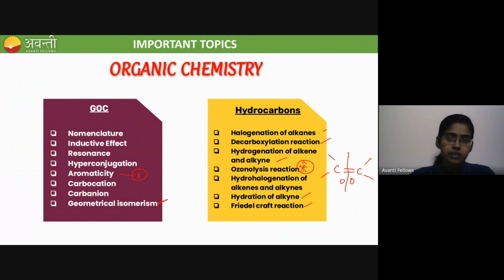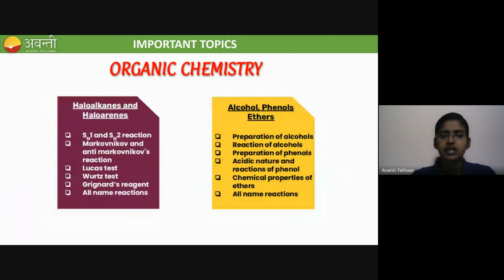Then the next is haloalkanes. SN1, SN2 mechanism, the differentiation between SN1 and SN2. The difference between Markovnikov and anti-Markovnikov, where we will use Markovnikov and where we have to use anti-Markovnikov, that thing you have to keep in mind. In Markovnikov, we have water and acid. But in anti-Markovnikov, some peroxide will be there.